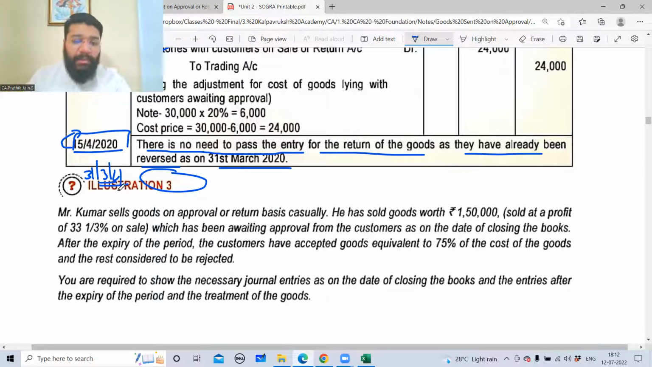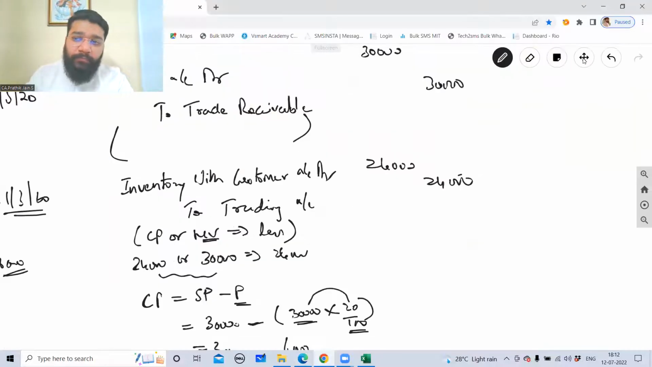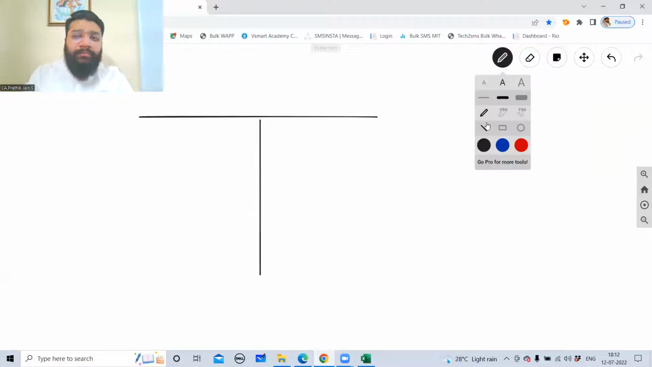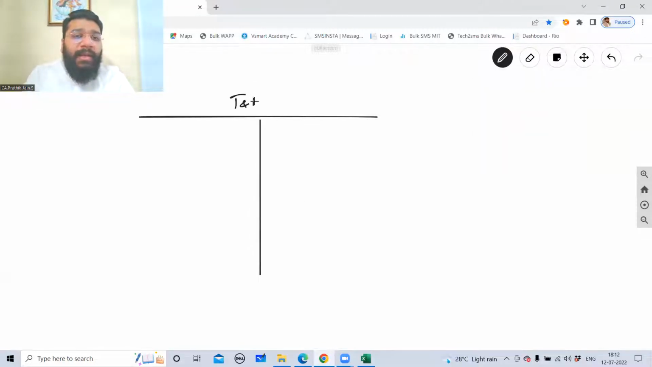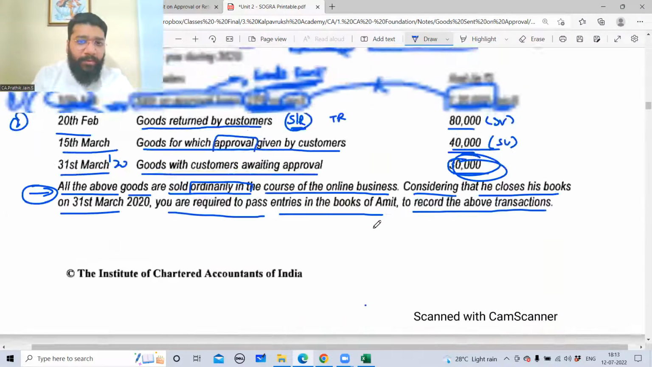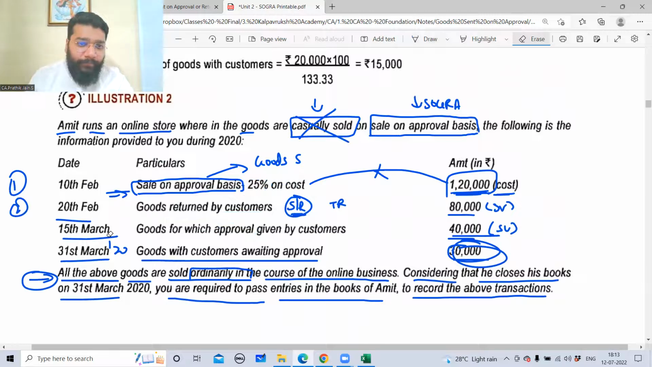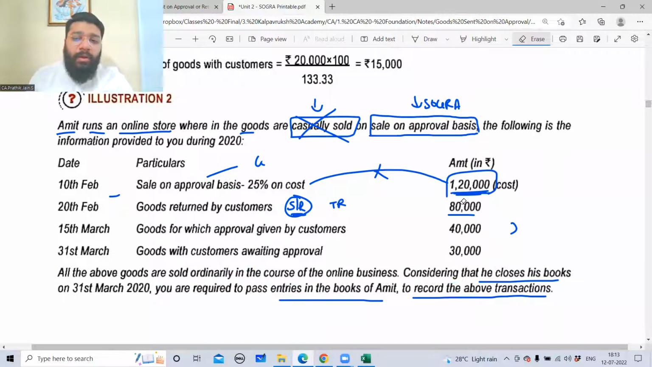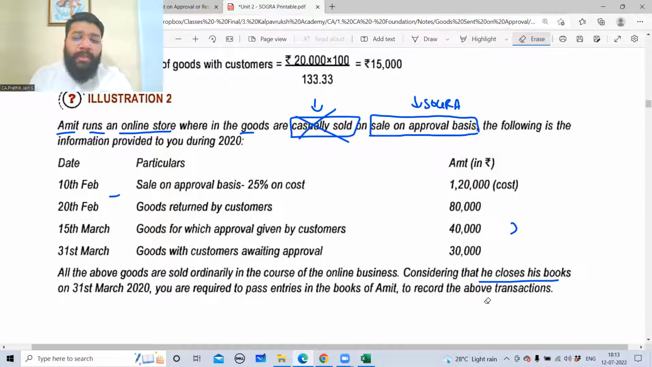I'll tell you my logic, then you tell me if I'm right or wrong. I'll give you a logic. This is the trading and P&L account. This is the trading and P&L account for which financial year? Current financial year 1920. Guys, tell me one thing. I'm coming from the beginning, okay? Tell me one thing. Understand the concept. That is more important. Then what to do in the exam, we'll discuss.